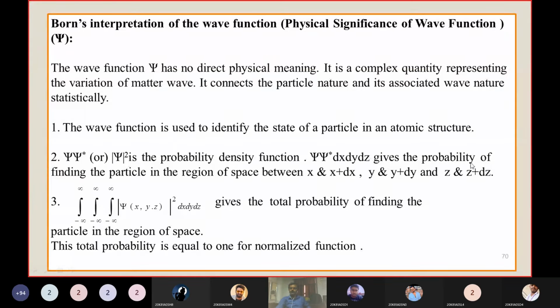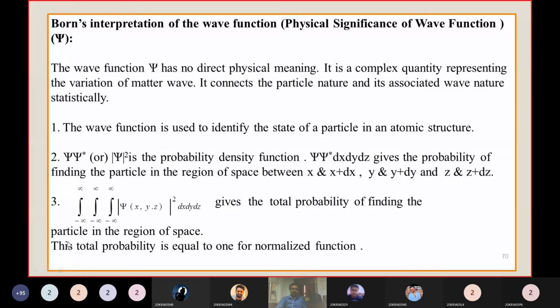It gives the probability of finding the particle in the region. Which region? We take a particular region: x and x plus dx, y and y plus dy, z and z plus dz. In that particular region, the probability of finding the particle is psi star psi dx dy dz. Here psi star psi gives the probability density. So this is the probability of finding the particle.